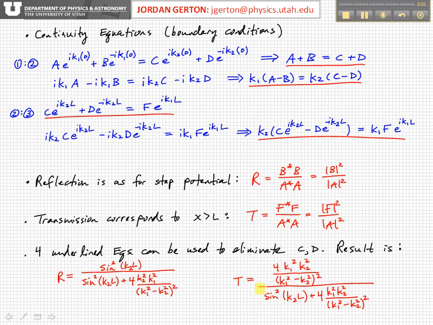Okay, so now we have the reflection coefficient and the transmission coefficient. Now, it's important to understand what these terms mean. So the reflection coefficient is basically what we're imagining: we have a beam of particles, all of them with the same energy. That means the same velocity, traveling, in this case, as we've said in the problem, going from left to right.